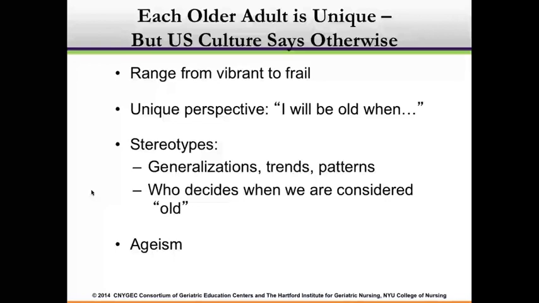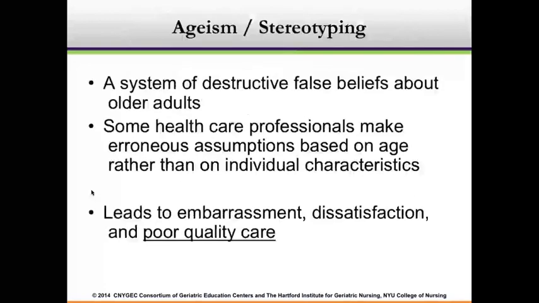So we have a lot of ageism that happens in our culture, and it gets in the way of good communicating. So let's look a little bit more at the stereotypes. Stereotypes are a system of destructive false beliefs about older adults. Some healthcare professionals make erroneous assumptions based on age rather than on individual characteristics. We all know some unattractive characteristics of older adults, and if you think about those for a minute, I'm sure you can come up with some.